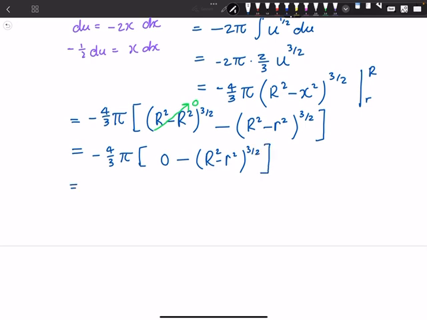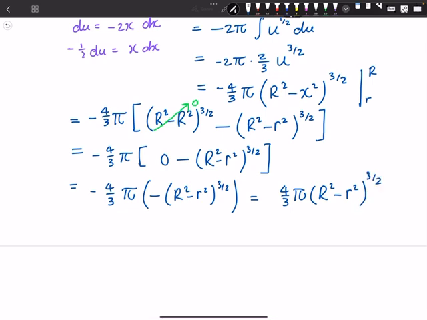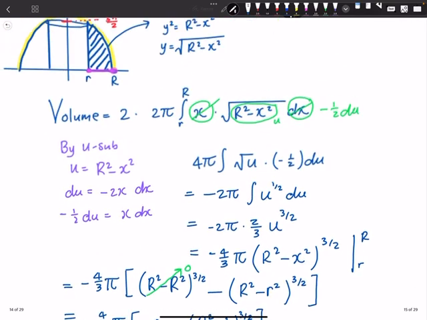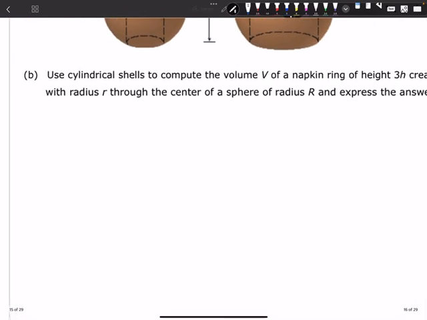Right? And so finally this is equal to negative 4/3 pi times negative big R squared minus little r squared to the power 3/2. So this will just be 4/3 pi times big R squared minus little r squared to the power 3/2. All right, so this is what I get my integral to be equal to. Let's go ahead and copy this over. I'm not done with the problem. Let's go ahead and put up here what we got.